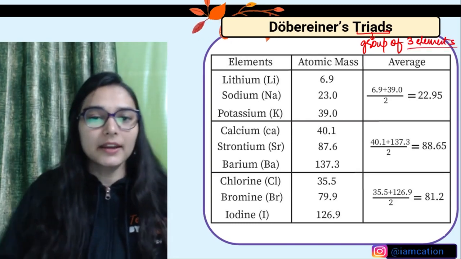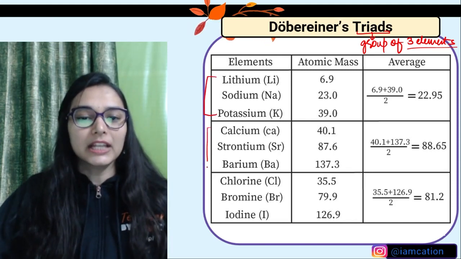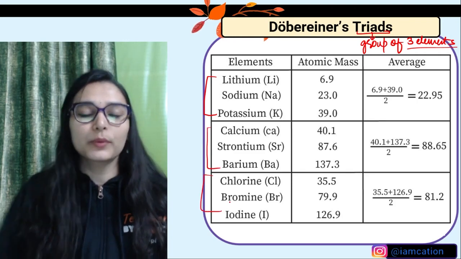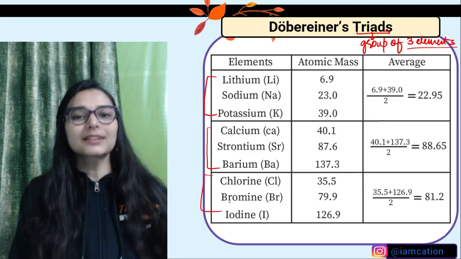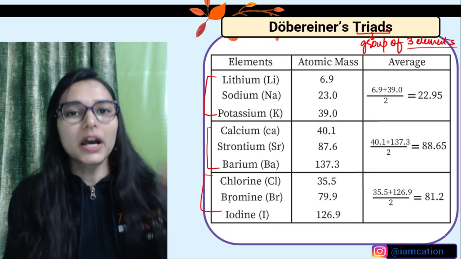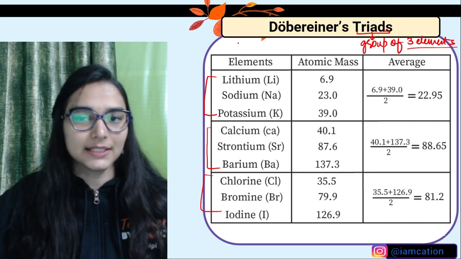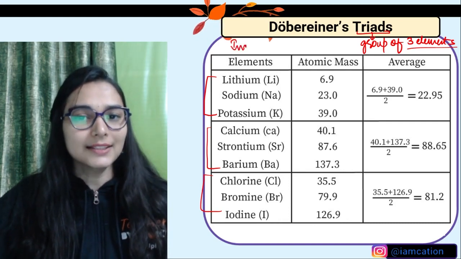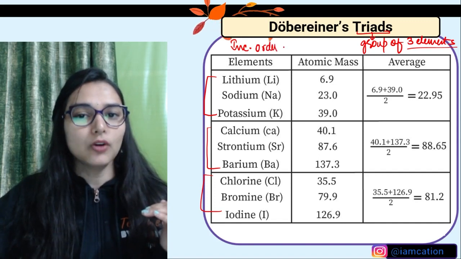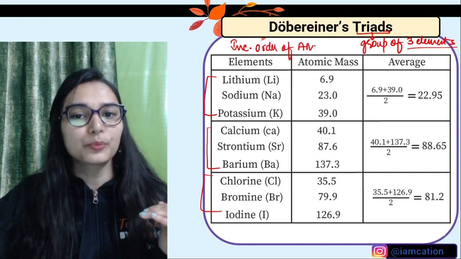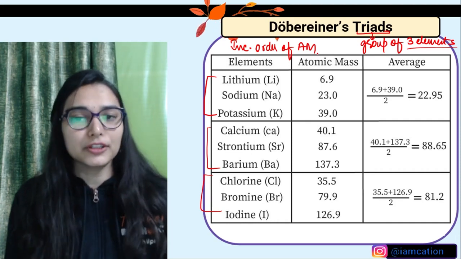That you can see here. Lithium, sodium, potassium was one group that was made by him. Calcium, strontium, barium; fluorine, bromine, iodine. Now on what basis did he make the groups? Dobereiner asked us to arrange the elements in increasing order of atomic masses. Okay, increasing order of atomic masses.